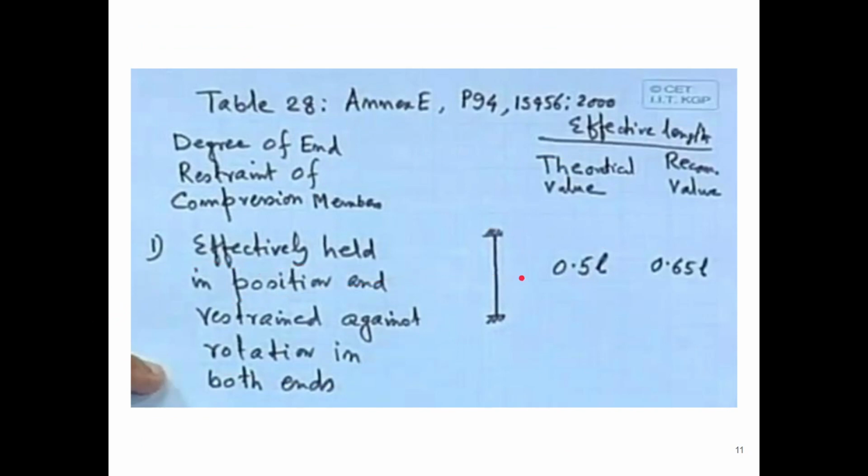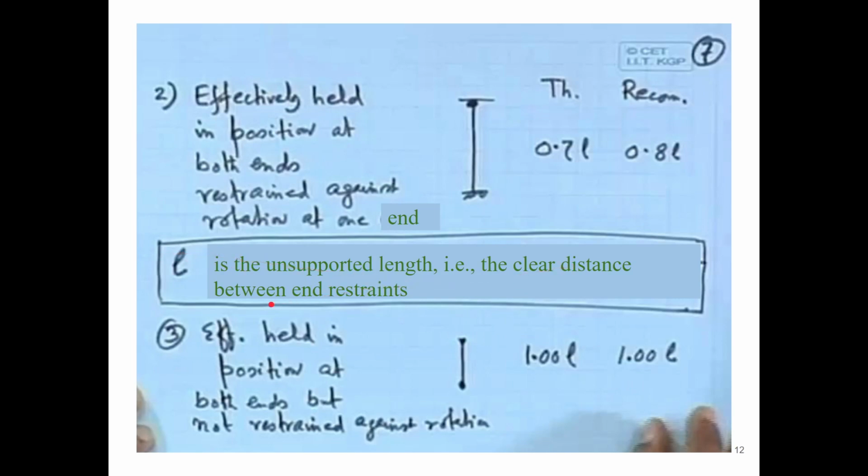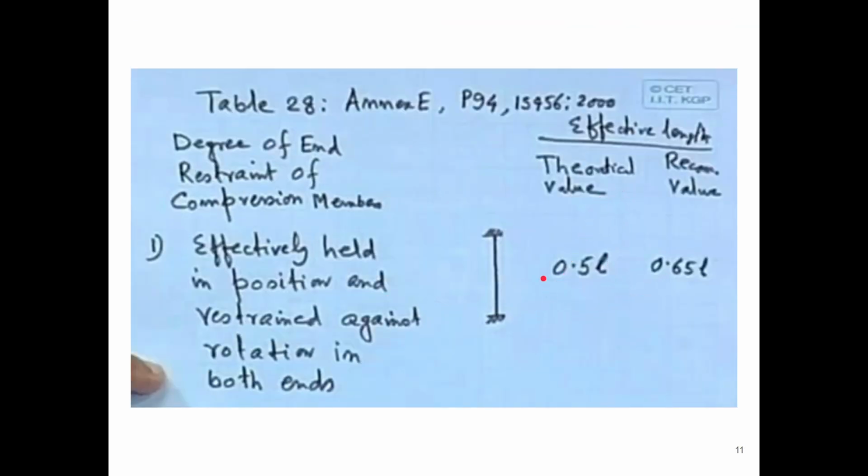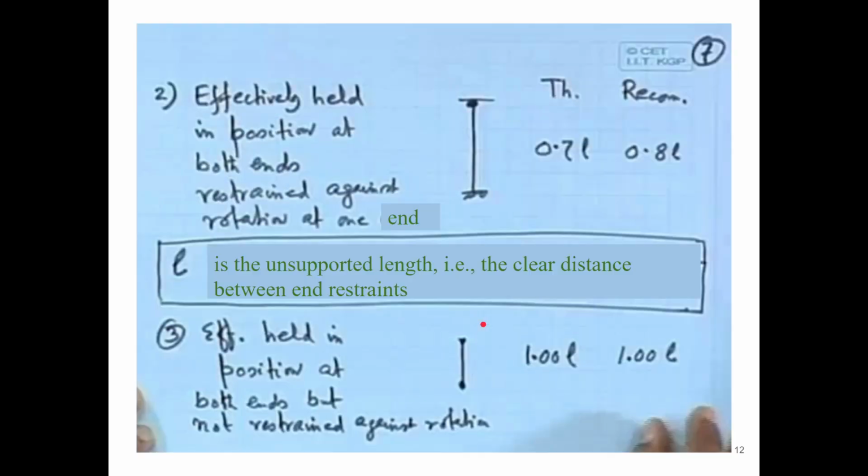The first case is when the column is effectively held in position and restrained against rotation at both ends. So basically when the columns are fixed. That is the case for normal columns, where they are effectively held in position as well as restrained against rotation, that is, both ends are fixed. In that case, the theoretical value for effective length is taken as 0.5 L, that is half of L, which is the unsupported length. Unsupported length is the clear distance between the end restraints. So we generally take half of the unsupported length as the theoretical value, and the recommended value is 0.65 L. That is when both ends are fixed.